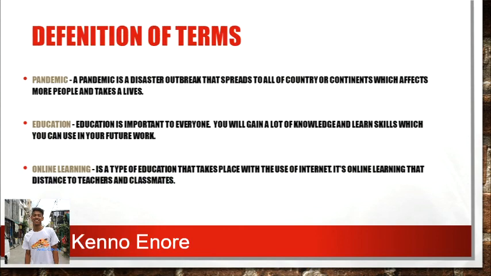Definition of terms. Pandemic. A pandemic is a disease outbreak that spreads to all countries and continents, affects more people and takes lives. Education. Education is important to everyone. You will gain a lot of knowledge and learning skills. Online learning is education that takes place with the use of the internet. It is online learning that is distant from teacher and classmates.